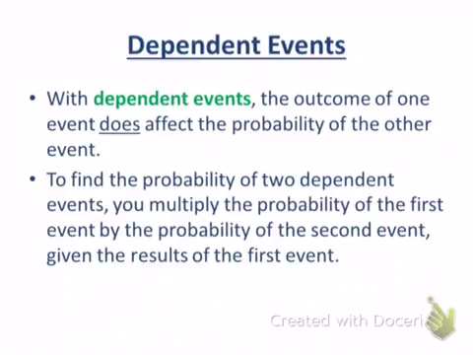Okay? All right, so with dependent events, the outcome of one event does affect the probability of the other event. Okay?